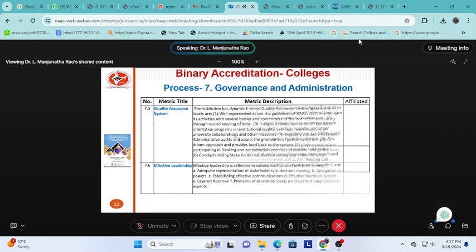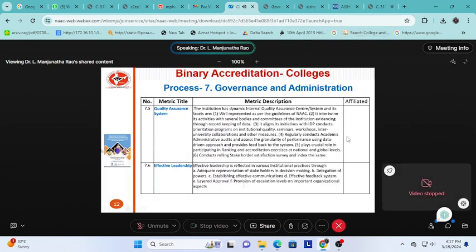Quality governance and administration, again process-oriented metrics, a quality assurance system to provide the best academic quality. So a quality assurance system is in place in the institution, well presented as per the guidelines of NAAC. It intertwines its activities with several bodies and committees of the institution, evidenced through record keeping of data, all this.